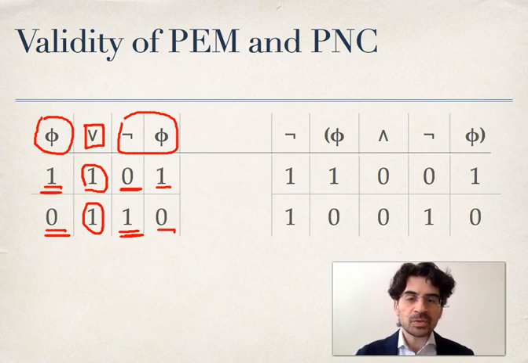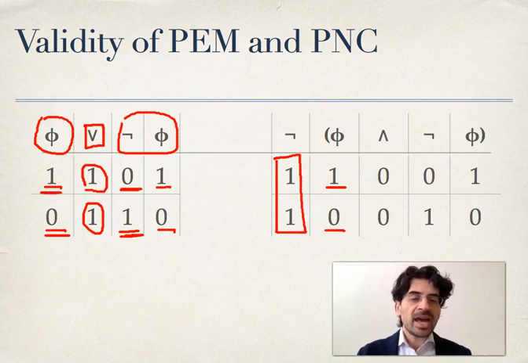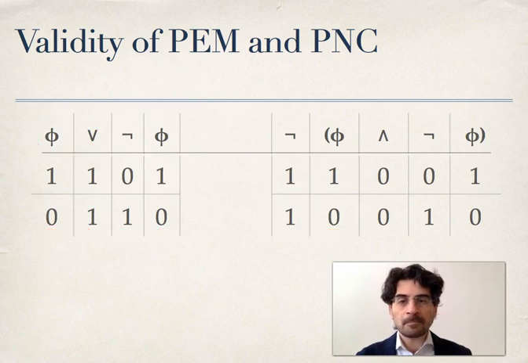The same happens with the principle of non-contradiction on the right-hand side. You see that it always has truth value 1, no matter the valuation that we pick. So even if we assign 1 to phi or we assign 0 to phi, we always get truth value 1. And I leave it up to you to check that the truth table is indeed properly constructed and that the principle of non-contradiction, not (phi and not phi), always has truth value 1.